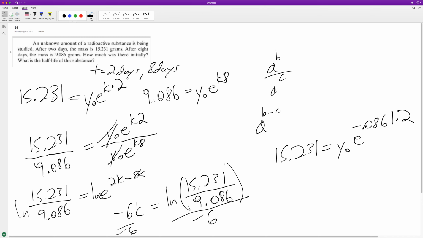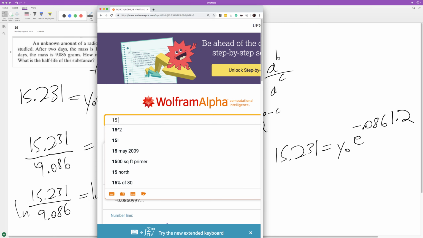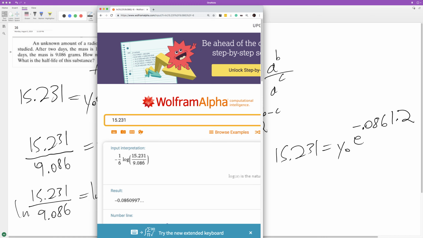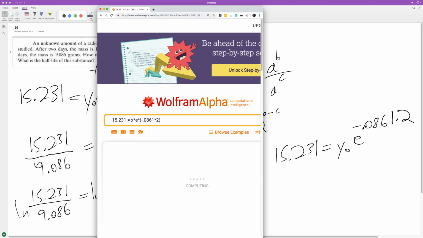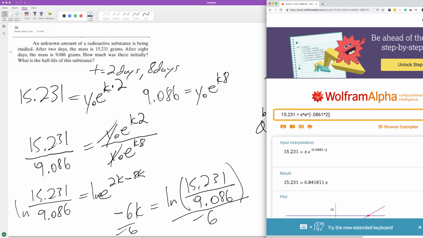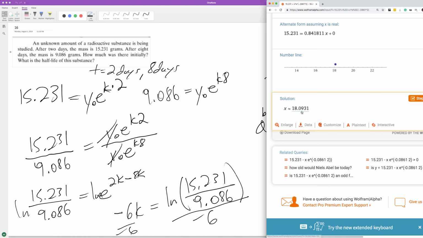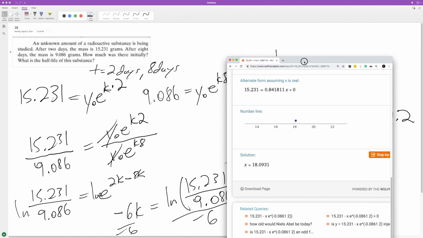Alright, so, well, the answer is approximately 8 days, but let's solve for this. 15.231. Well, we have our k value already, so that was our first part we had to answer, times x. I'll just put x because this isn't any value. Any other value times e raised to the negative 0.0861 times 2 days. Should get about 8 days. Or excuse me, it wasn't 8 days. Sorry, I'm getting all mixed up here. It's 18.0931 grams.